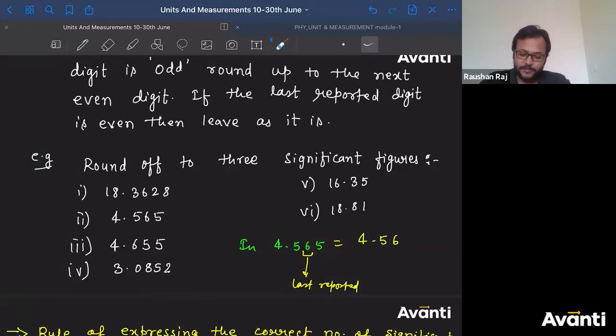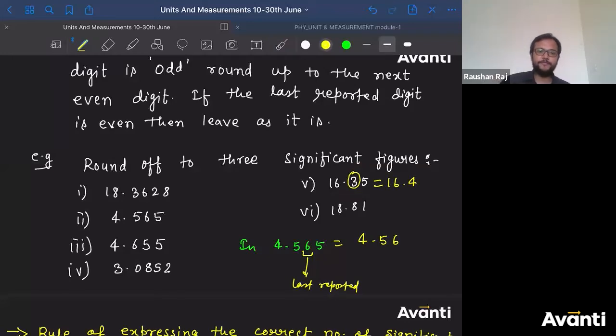Now let us take an example of this one, 16.35. Again, I have to round it off to 3 significant figures. That means, which is the last reported digit here? 3 is the last reported digit here. The digit which is to the right of it is 5, equal to 5. Now what will I do? I have to check whether the last reported digit is even or odd. If it is even, leave as it is. If it is odd, increase it by 1, make it even. So what will be the answer? 16.4. 3 plus 1, 4. ठीक है बच्चा लोग?